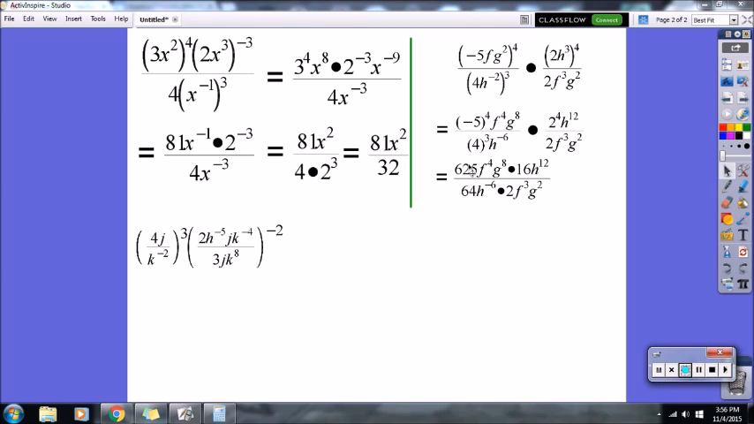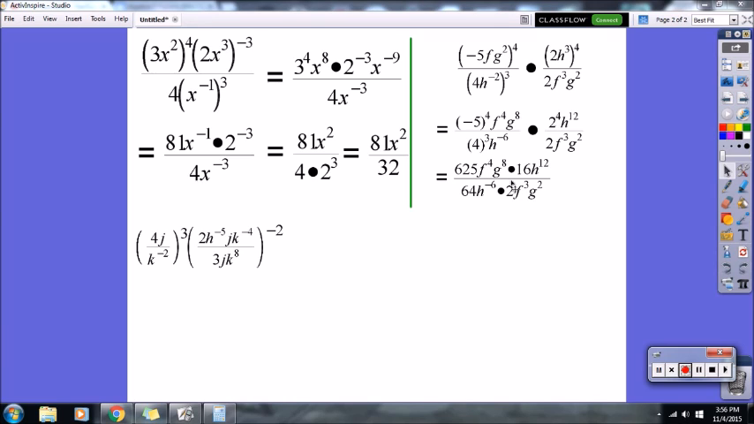And so my result would be 625 times f to the fourth g to the 8th times 16h squared, all over 64h to the negative 6 times 2f to the 3g to the second power. So from this point, what I can do is, they're all out of order, but I can see that I have an f here and an f here, g and g, h and h. And so I can go ahead and combine my like bases by subtracting those exponents.